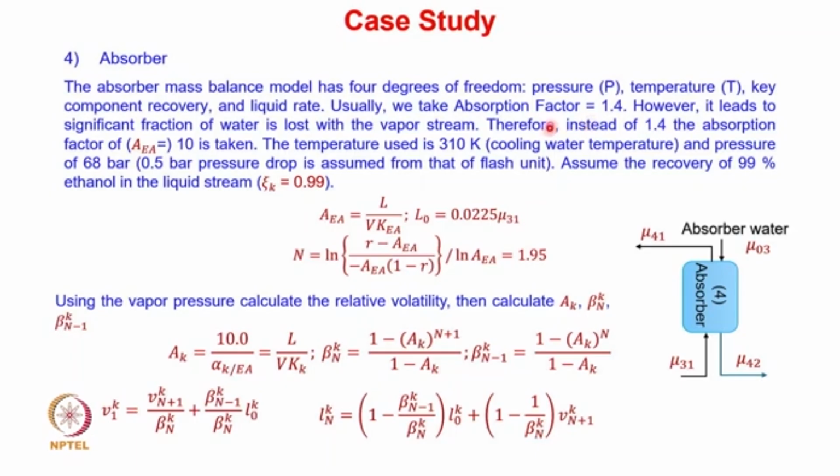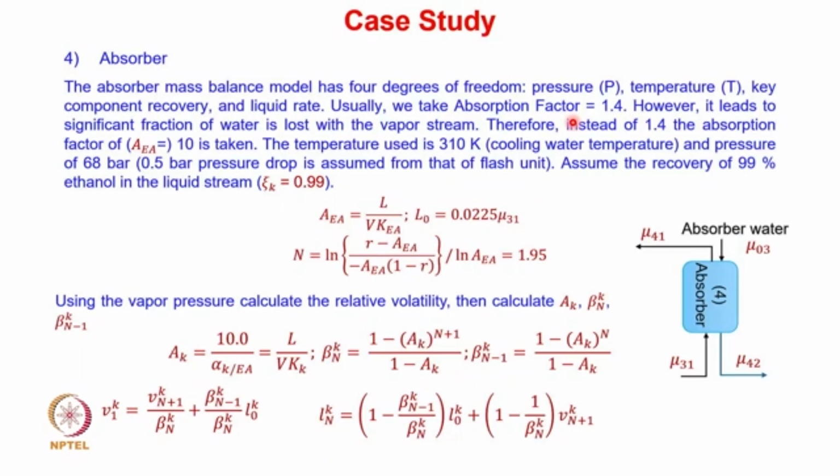In order to do the calculation, remember that the absorber unit has 4 degrees of freedom. We first have to specify pressure and temperature, and in addition we have to specify the component recovery, which here is the ethyl alcohol recovery. We also have to specify either the liquid rate or the absorption factor. We can calculate the liquid rate using the absorption factor.